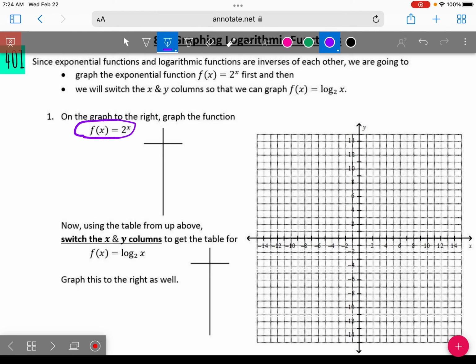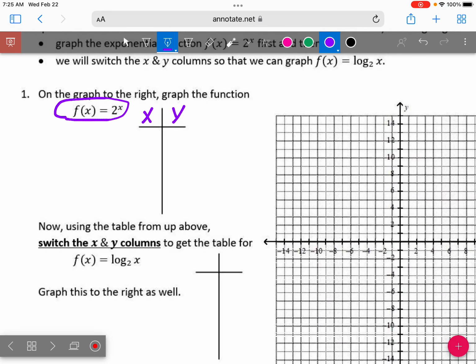So what we're going to do first is graph an exponential parent function of 2 to the x. That's where we pick our x's to find our y's. And if we don't have an h or anything on there, what do we pick for our x's? What do we usually use? 0, 1, and 2 are good, but also -1 and -2.